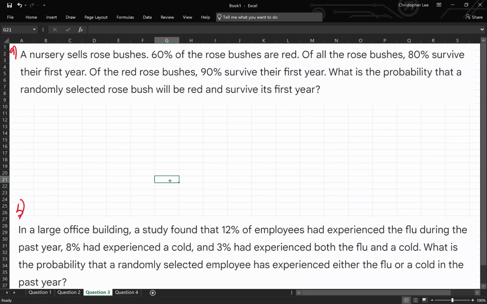Next question. In a large office building, a study found that 12% of employees had experienced the flu during the past year. 8% had experienced a cold, and 3% had experienced both the flu and a cold. What is the probability that a randomly selected employee has experienced either the flu or a cold in the past year? Go ahead, do that question real quick. Give you guys a couple of minutes.